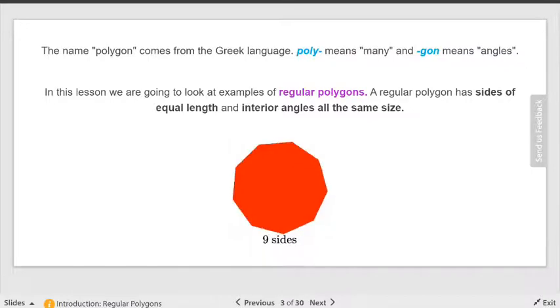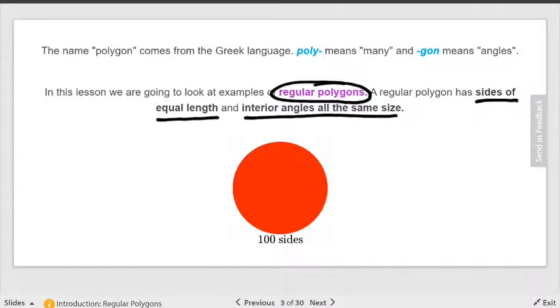So we're going to look at what are called regular polygons first. I want you to write down regular polygons. The definition of a regular polygon is that it has sides of equal length and interior angles that are all the same size. So what you can say is the sides are equal length and the angles are all the same size. That doesn't mean the size of the sides and the angles are the same. It means all the sides are the same and all the angles are the same.